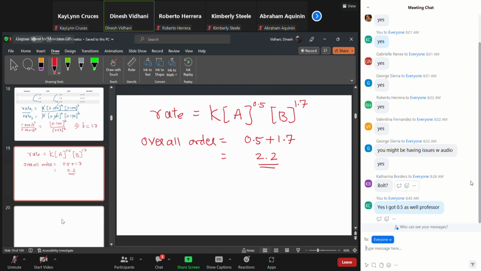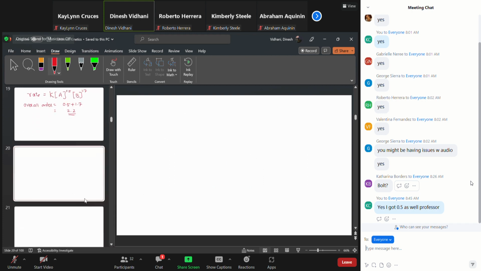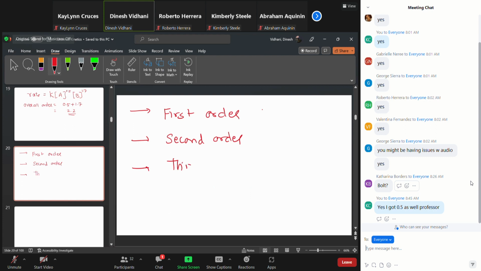Now, in general, when we do experimental chemistry, we see 4 kinds of orders. Most of the time, we do see fractional order. They are also widely prevalent, but these are the most common. So we have first order reaction. We have second order reaction. We have third order reaction. And then we have zero order reaction.